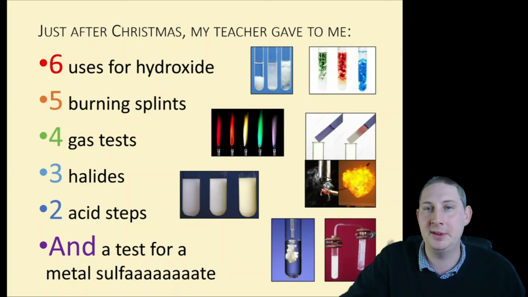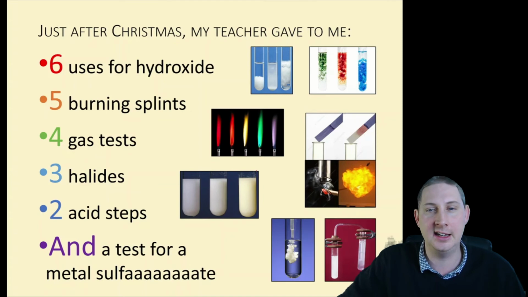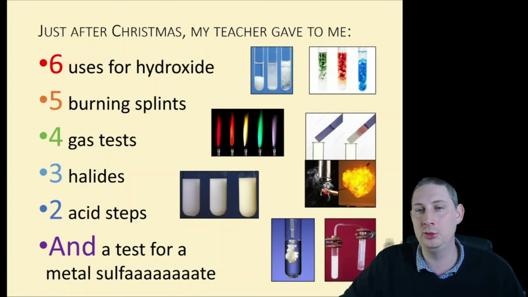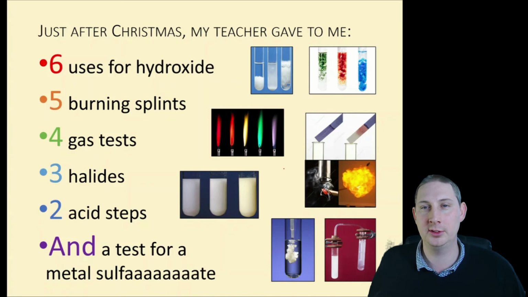6 precipitates that you need to know for sodium hydroxide. 5 flame test colours, 4 gas tests, 3 halide colours, 2 things you do to identify a carbonate, 1 test to identify a metal sulfate. Make sure you know those.